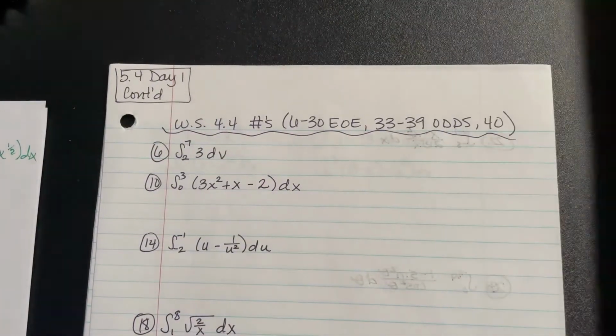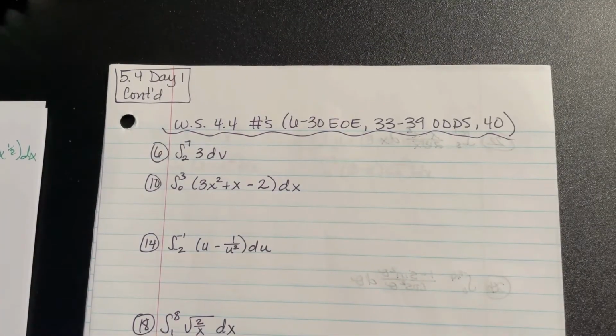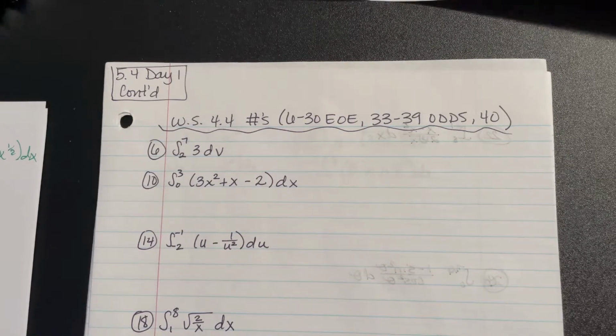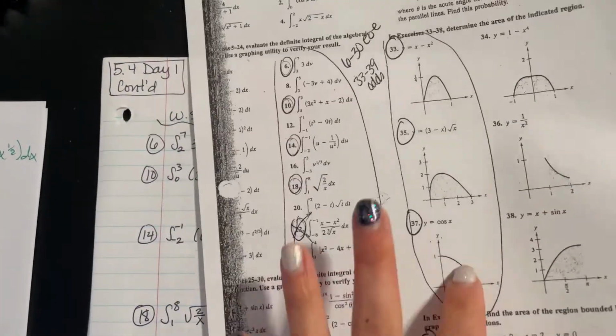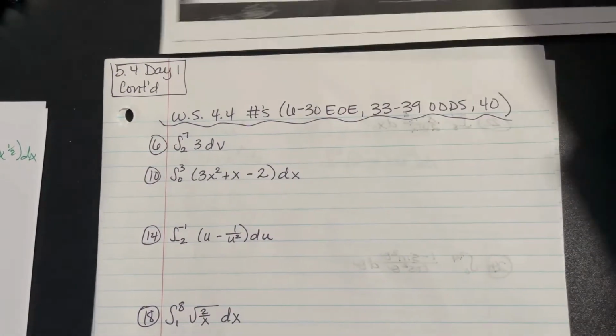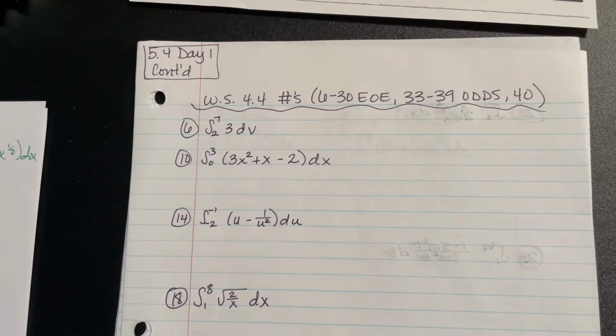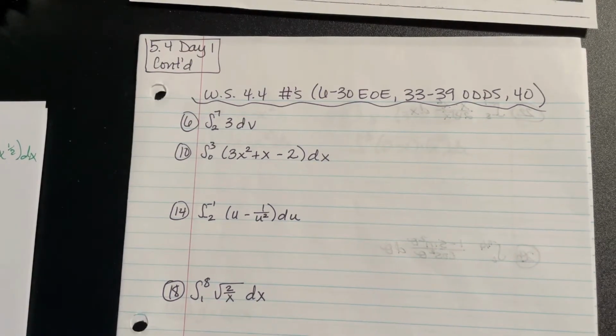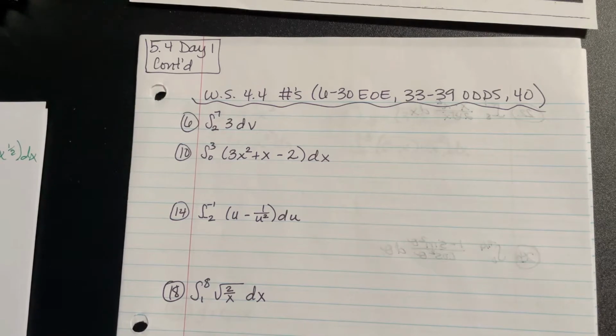Guys. All right, so we're on the 5.4 day one continued. This was your first assignment on Friday, the worksheet 4.4, numbers 6 to 30, every other even, 33 to 39 odds, and number 40, all from this attached handout that you guys had. All right, so I wrote down all the problems. So when I get to number 33, I'm going to need to start looking at those graphs.